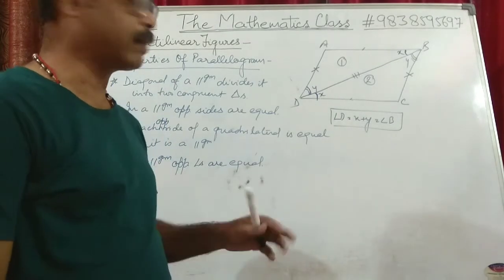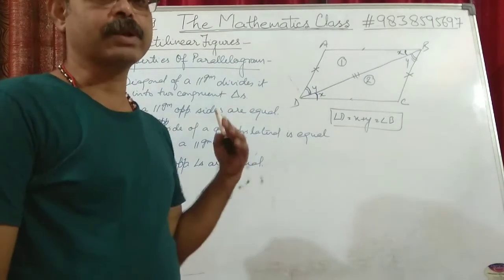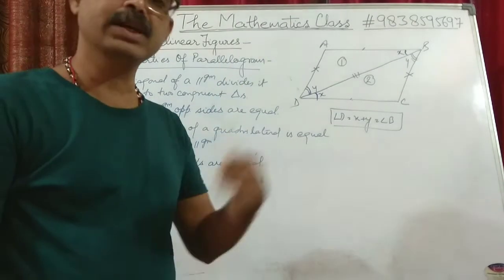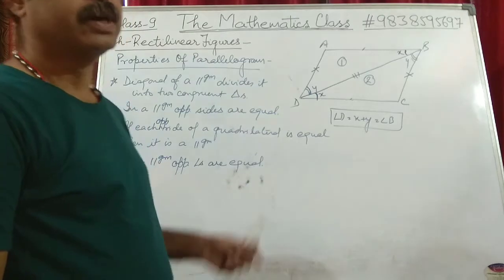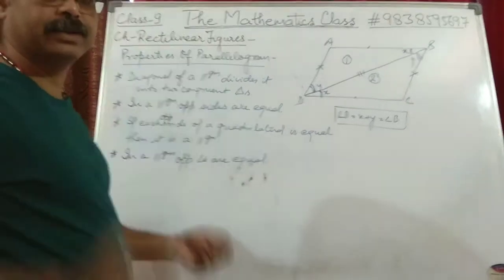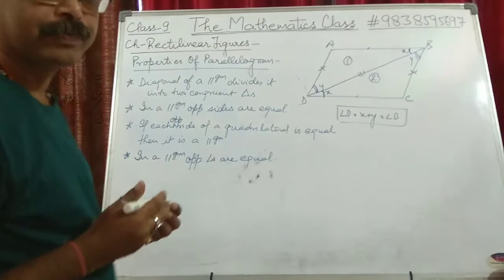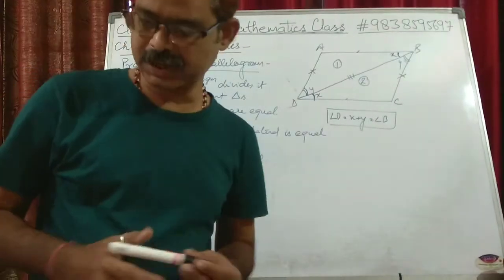These are the properties of a parallelogram, and you need to remember all these properties because they will be used in the questions. You don't have to prove them, you just have to write them. As we write the reason, you have to write "since diagonal of a parallelogram" and so on. So now we move on to the next point.